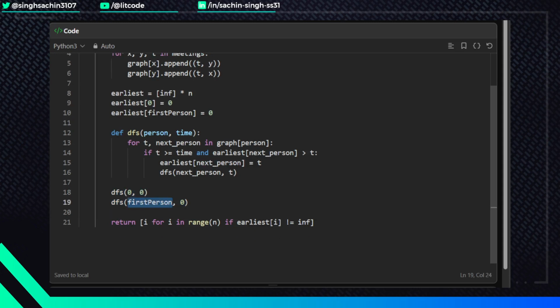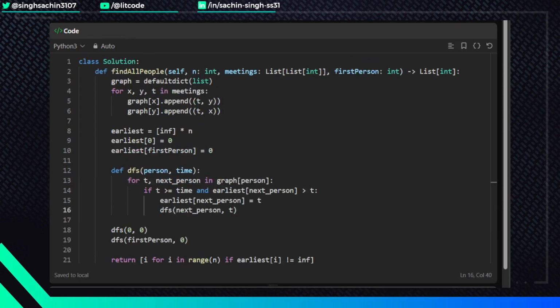After that, at the end, what we are doing is making an array of all the indexes whose earliest value is not equal to infinity, and those will be the answer, because we have only processed the persons who came to know about the secret. Okay, so this was the code. Let's check out the test cases.